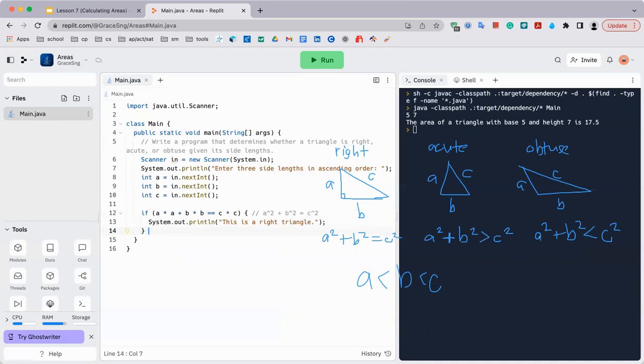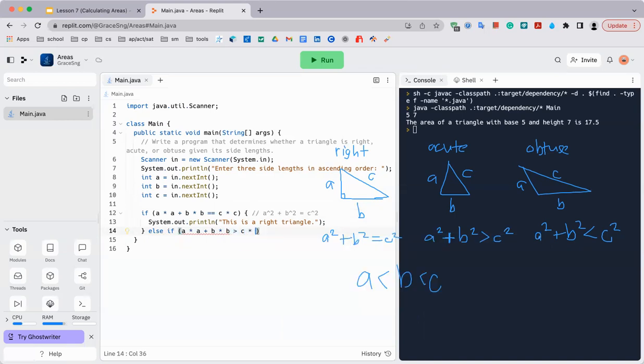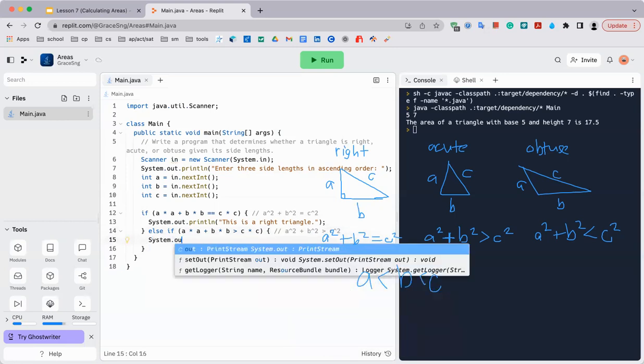Now we have basically three statements here, so I'm going to need an else if statement, and I'm going to figure out, is this triangle acute? In that case, A squared plus B squared is greater than C squared. And then I will print out, this is an acute triangle.